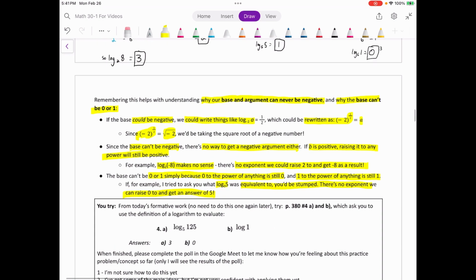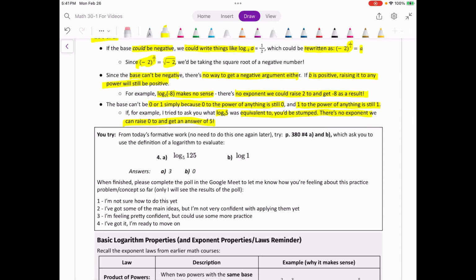We can't have a negative argument or a negative base. We also can't have the base being 0 or 1. Anything else is fair game. All right, go ahead and try these out. They're asking you to use that definition of a logarithm to evaluate these.